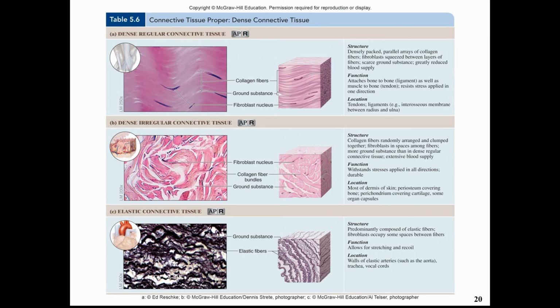Some examples of dense regular connective tissue would be tendons. Some examples of dense irregular connective tissue would be the dermis of the skin, the periosteum of bone, joint capsules, and then the elastic connective tissue, as I mentioned, is mostly in the elastic arteries, a little bit in the trachea and in the vocal cords.